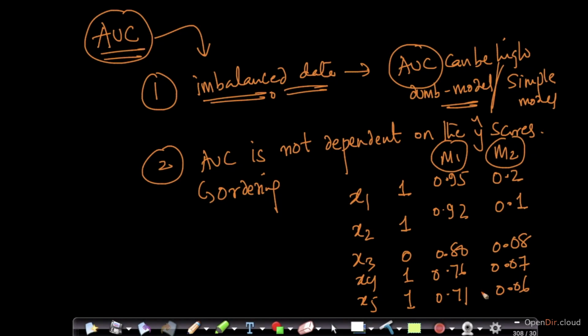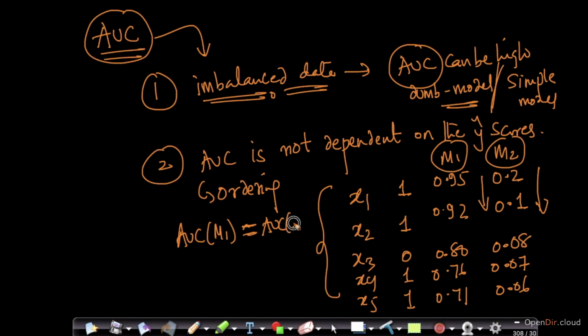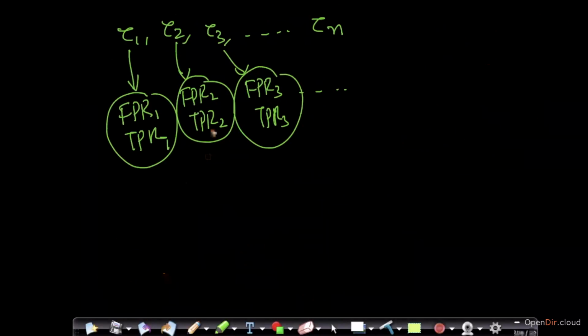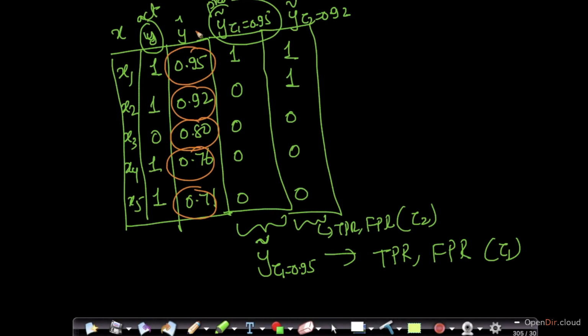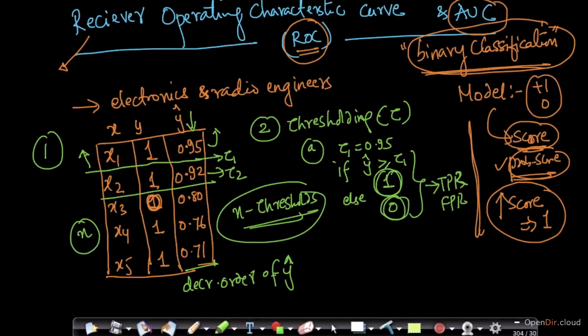For both models M1 and M2, because the sorted order is the same, your AUC for M1 is exactly the same as AUC for M2. Because AUC doesn't care about the actual scores themselves. It only cares about the ordering. If you notice, we have not used the scores anywhere exactly. We have just sorted them. We have only used the scores to sort.